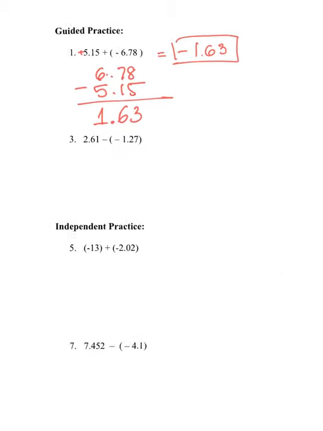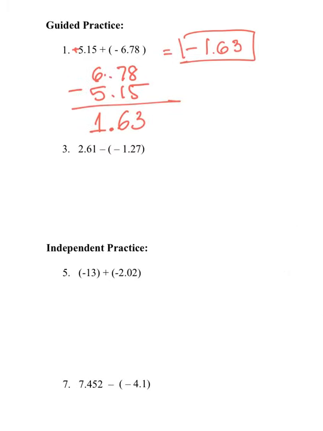Number 3. This is subtraction. So you're going to use KAO. Keep the first number. Change the subtraction to add, opposite. So keep 2.61, change subtraction to add. Opposite of negative 1.27 will be positive 1.27. So I remember some of your teachers say, if you see the negative and negative there, make it to be positive. And then you can line up and add them up.